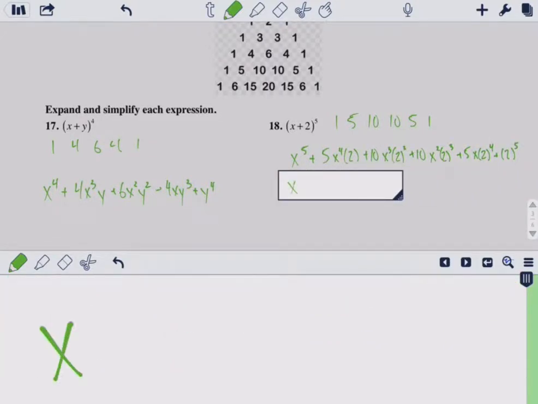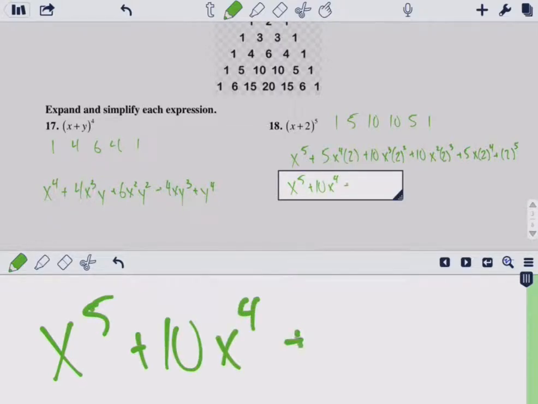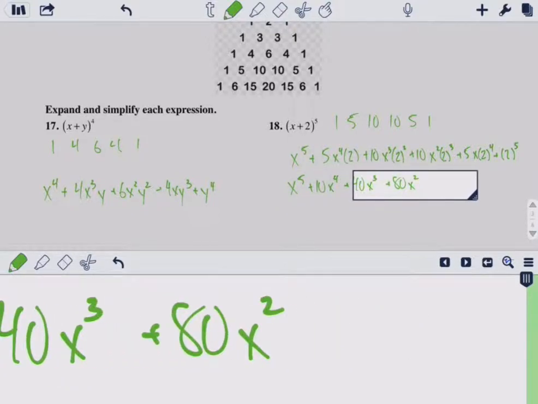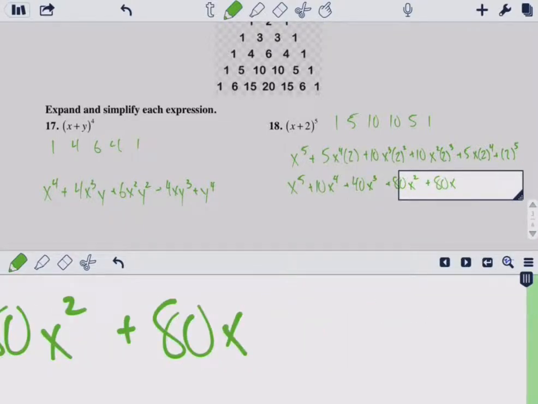So I simplify: x to the fifth plus 10x to the fourth plus 40x cubed plus 80x squared plus 80x plus 32.